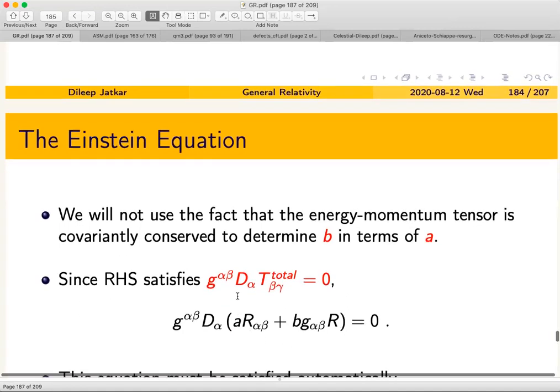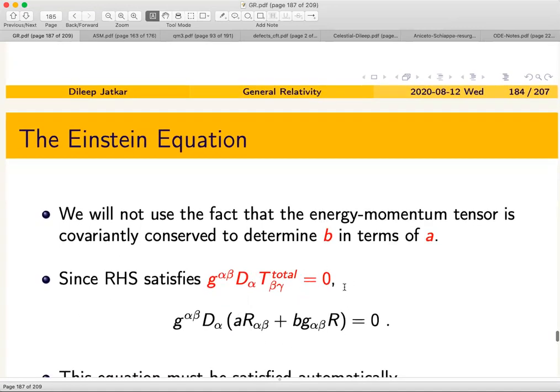Remember that if you want to use the condition that the energy momentum tensor is covariantly constant, which is this equation, that imposes only one condition. Namely, you take the covariant derivative of the left hand side and set it equal to 0. Now that cannot determine both a and b. All you can do is to eliminate one variable in terms of the other. Which one you eliminate is up to you. So I just said we'll eliminate b in terms of a.